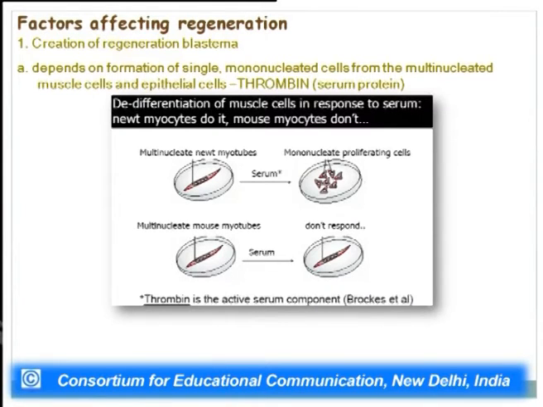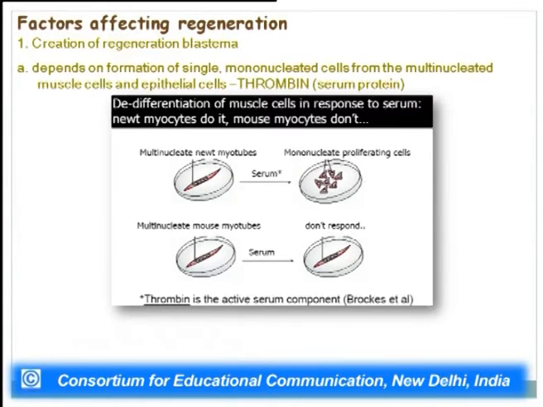This was shown, for example, in the de-differentiation of muscle cells in response to serum. The newt myocytes do it, but the mouse myocytes do not. Mouse cannot regenerate a limb, but the newt can. If they take the myotubes on a plate and provide serum containing thrombin, then they proliferate and form mononucleated proliferating cells. However, the mouse myotubes do not respond to the serum, and they remain as multinucleated cells.